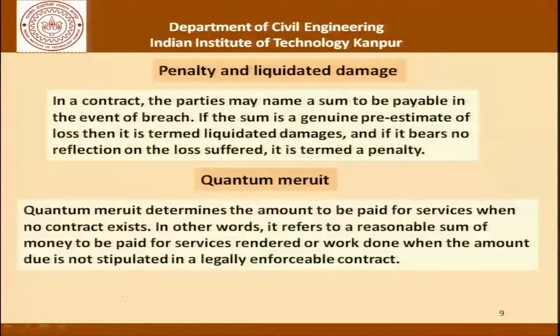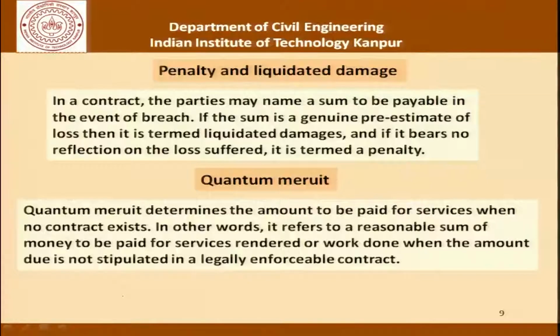As far as the penalty and liquidated damages is concerned, in a contract, the parties may name a sum to be payable in the event of breach. If the sum is a genuine pre-estimate of the loss, then it is called liquidated damages, and if it bears no reflection on the loss suffered, it is termed as a penalty. So, penalty and liquidated damages are both, in construction contracts, levied on the contractor for a breach of contract.